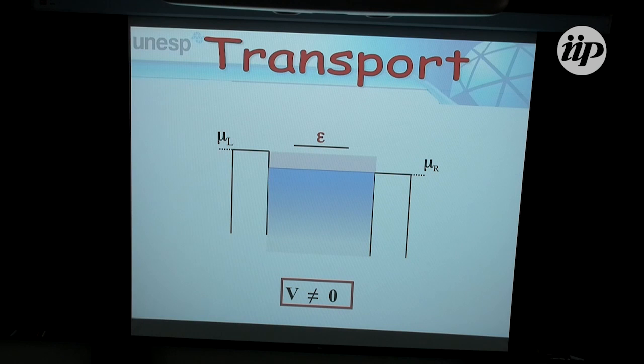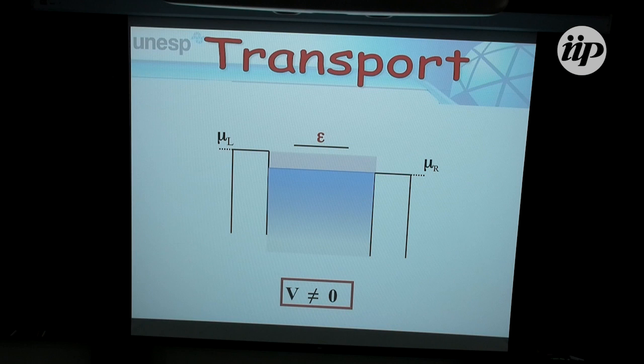So I have different bias. My bias window then is this gray area here, right? It's the area between the left chemical potential and the right chemical potential. And I would like to know where electrons are flowing from the left to the right. And I know that electrons are going to flow from the left to the right.